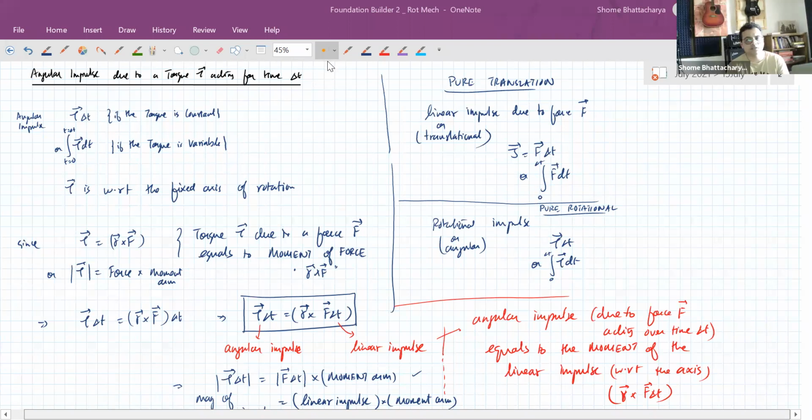The concept of angular impulse is clear in this case, I hope.